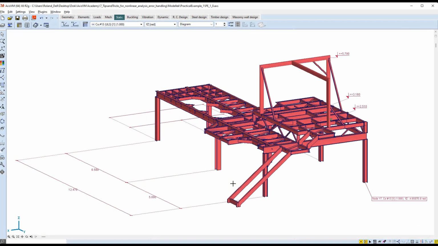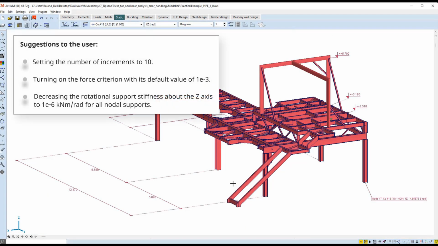As a conclusion, we can suggest the following to the user. Set the number of increments to 10. Turn on the force criterion with its default value of 10 power -3. Decrease the rotational support stiffness about the z-axis to 10 power 6 kN per radian for all nodal supports. With this modification of the model, the support moments about the z-axis will be accurate enough to fulfill the moment equilibrium with the needed accuracy. But the behavior of the supports will still be considered too rigid.